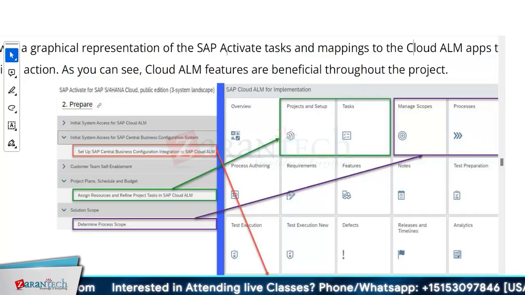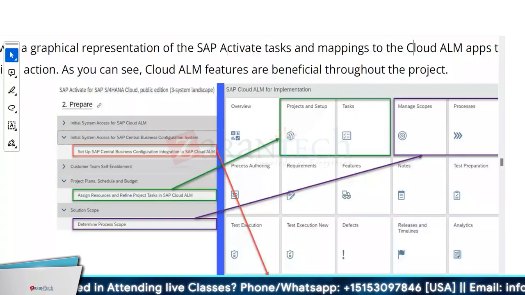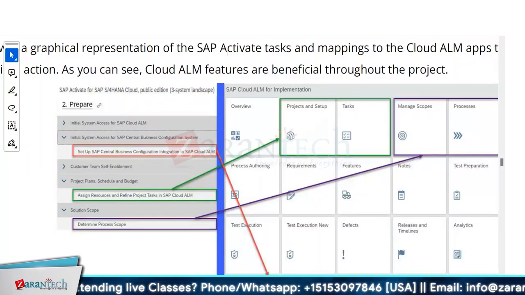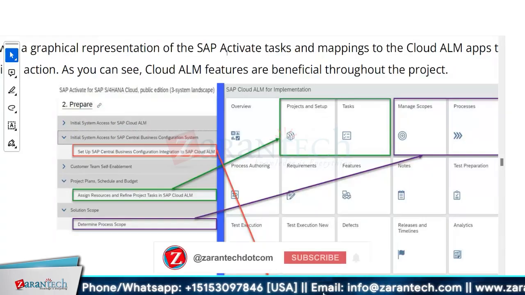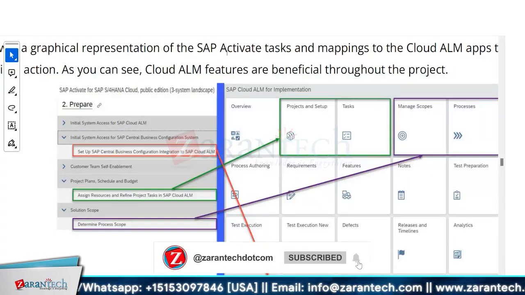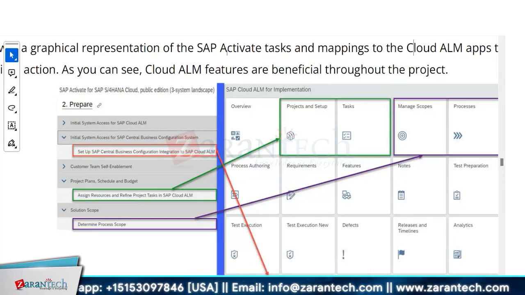In Cloud ALM, assigned resources is like creating the team, right? So it is mapped to that project and setup, right? And then if you create a task, the task will be in the task area, right? So it is correlated. It's not like they have just haphazardly put everything in. Okay, then you know it is integrated. Maybe somewhere it's a direct relation, maybe somewhere it's a loosely coupled relation, but there is a relation, right?